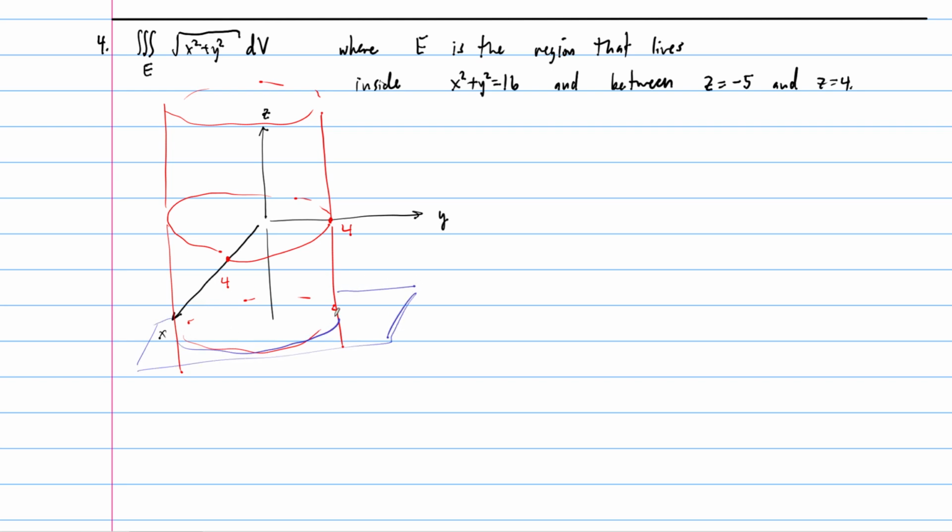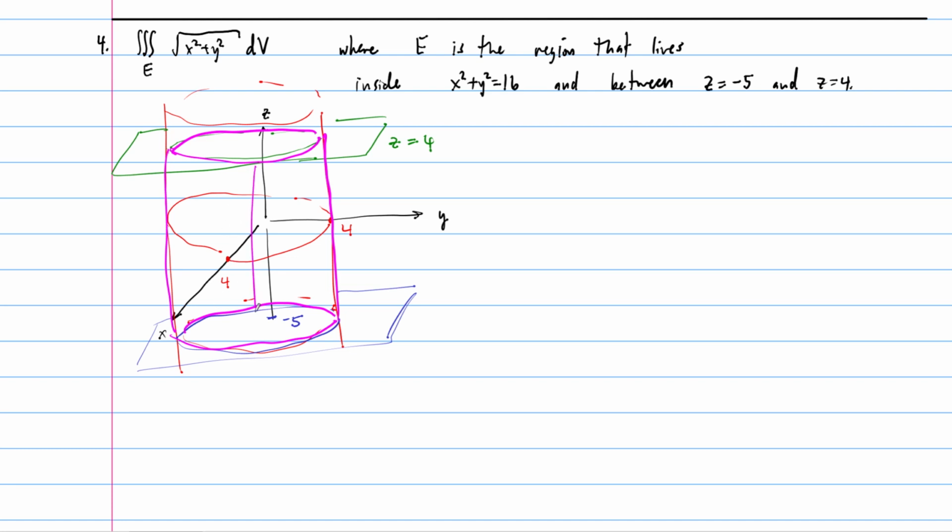All right, so we'll say that's right here, but z is -5. And then the other plane is going to be up here, right? It's going to be bounded this way by z equals 4. And so our region is just the solid region that lies between these 2 planes and inside of the cylinder, right? Okay, and so this is our region E.